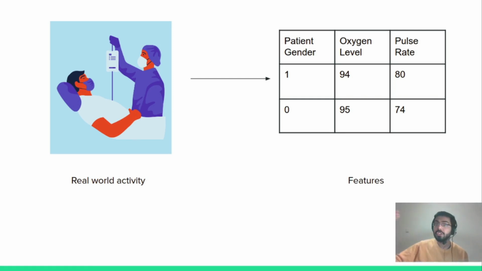And when I say features, each of these individual columns, like the patient gender, oxygen level, pulse rate, all of them could be considered as individual features. And each of the rows that you see are different patients. What's interesting also to note here is that all these values are numeric. So the numeric representation of raw data is called features, as we saw in the definition earlier, right? So we have a real world activity, we store the data, and then we have features. So that is all about features, right? Features is essentially storing data in a numeric format.